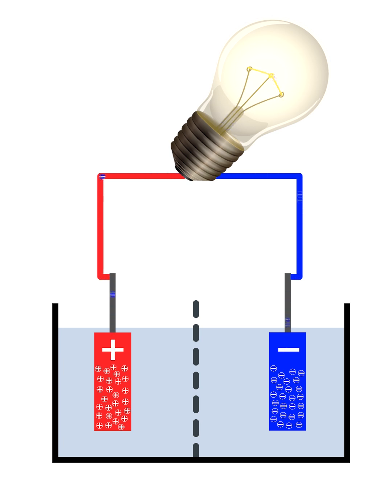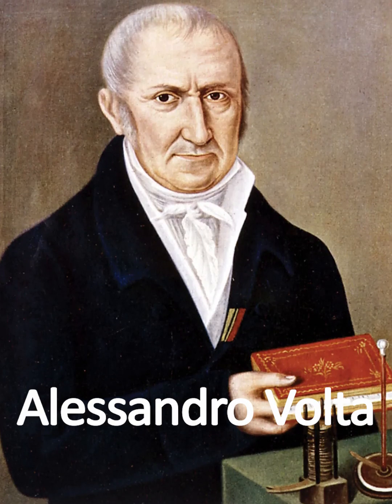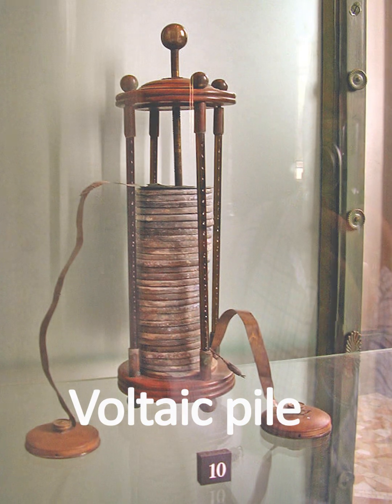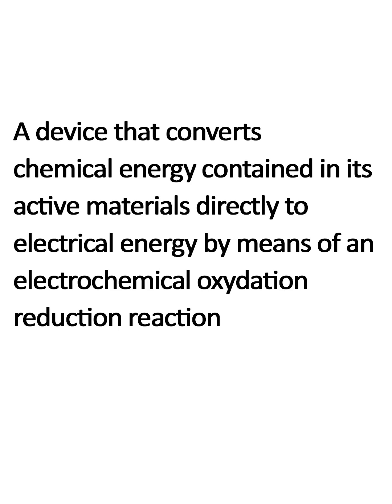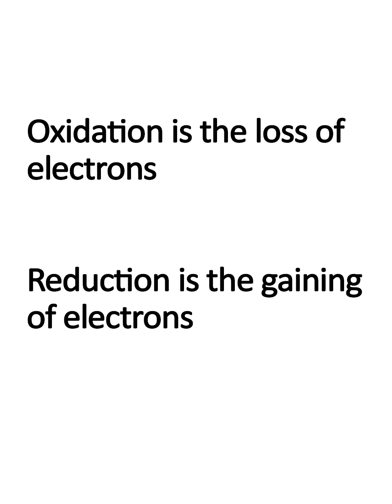There exist so many types of battery technology that have so far been invented since the invention of the first battery by Italian physicist Alessandro Volta in the year 1800, known as the voltaic pile. A battery is defined as a device that converts chemical energy contained in its active materials directly to electrical energy by means of an electrochemical oxidation-reduction reaction. In simple terms, oxidation is the loss of electrons and reduction is the gaining of electrons.